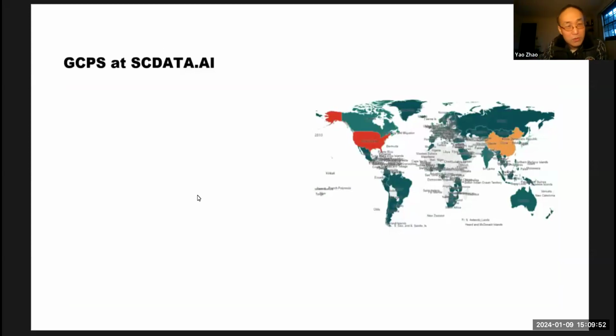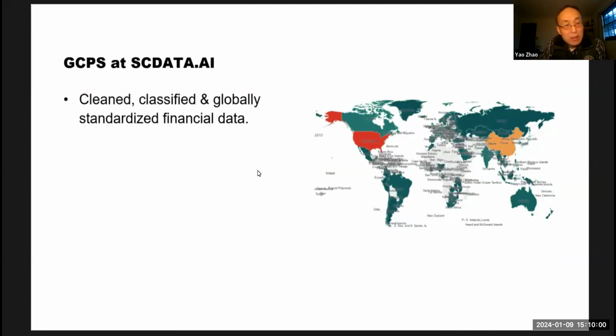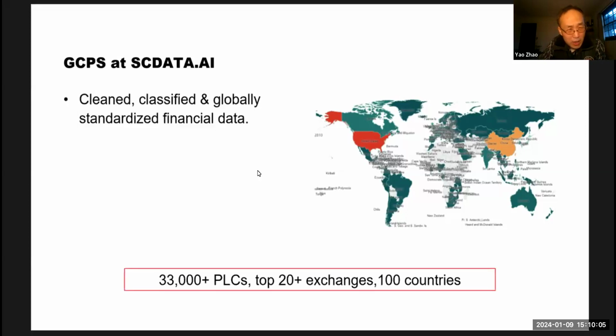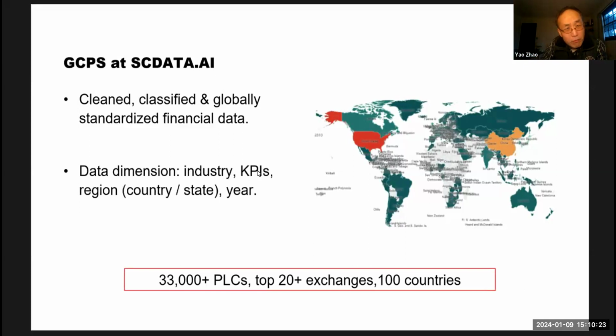For instance, GCPS and SAData.ai is an educational website that provides cleaned, classified, and globally standardized financial data. They actually have 33,000 plus companies from top 20 plus exchanges over 100 countries and so on. Now, it's not as good as S&P and Bloomberg, of course, but I think for educational purposes, it's quite enough. It also provides built-in visualization and analysis tools.